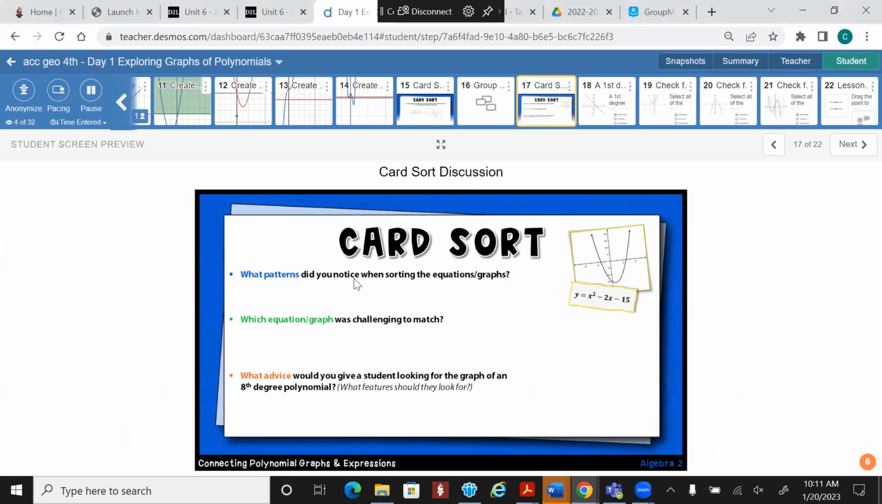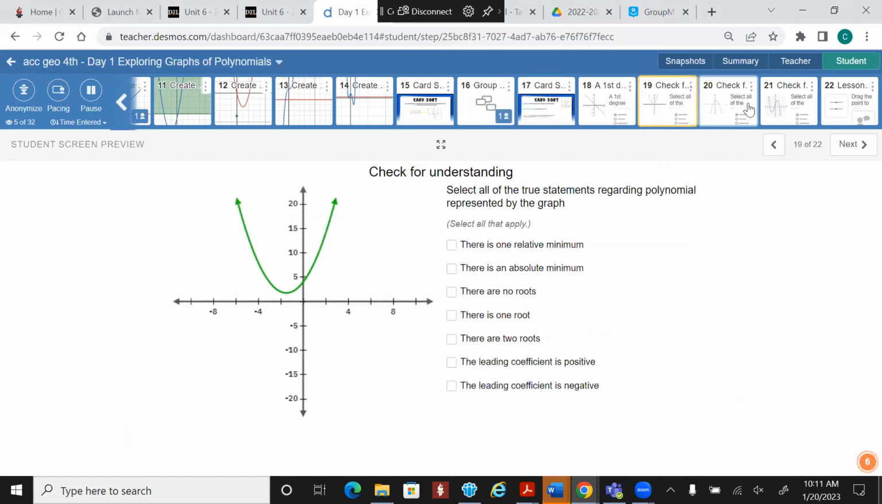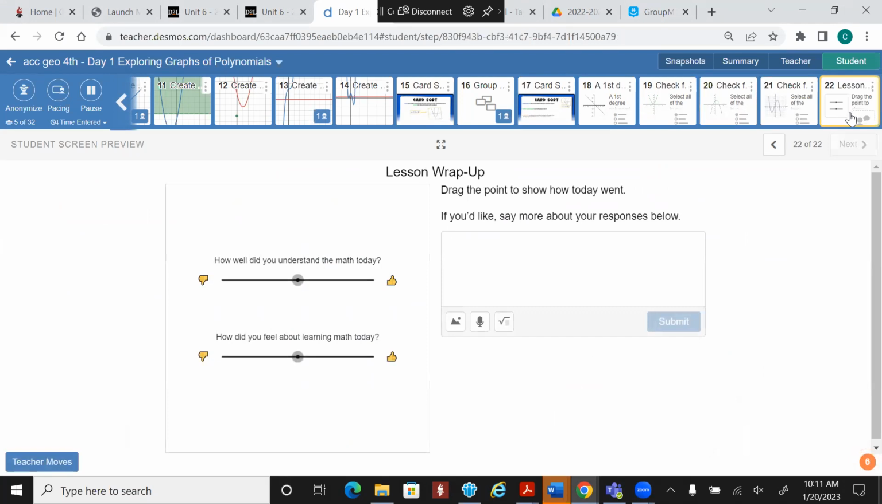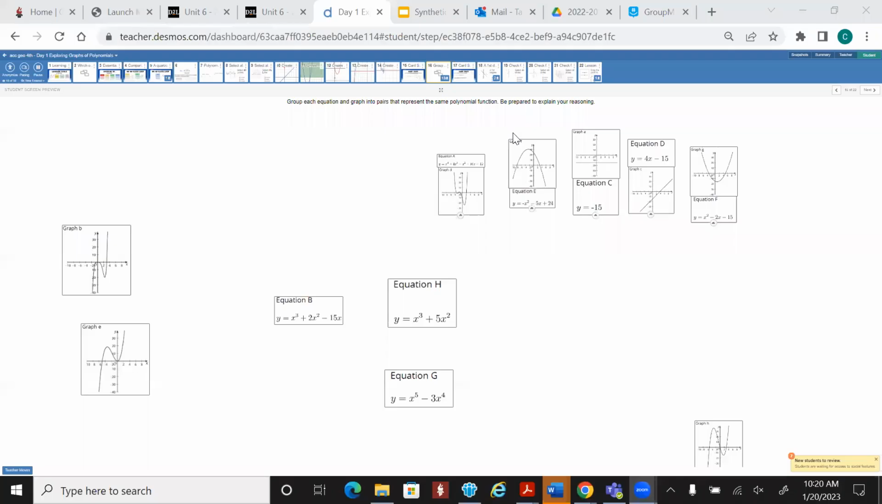I want you to answer these questions. What patterns did you notice? Which equations were challenging to match? And then go ahead and fill out slides 18 through 22. So you're doing 16 through 22. I'm going to give you a couple minutes. We're going to talk about it, and then we'll go from there. Just as a side note, when you're doing this, you can do control minus and zoom out just a little bit so you can get all those cards in there.